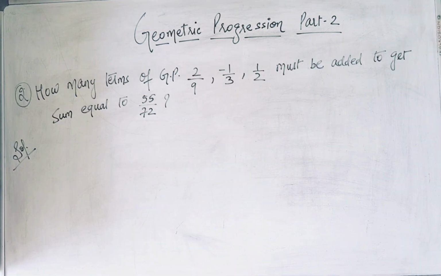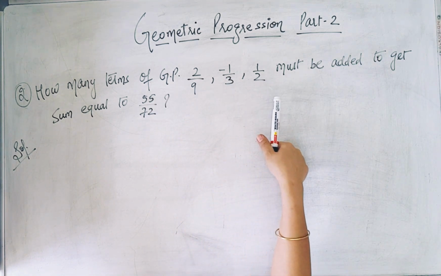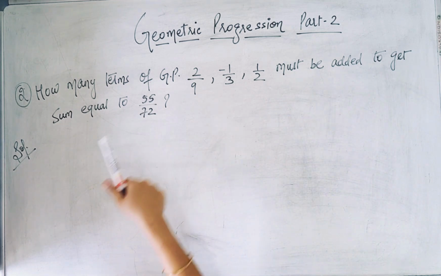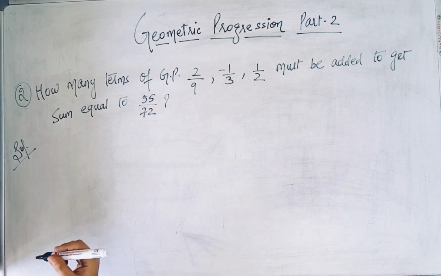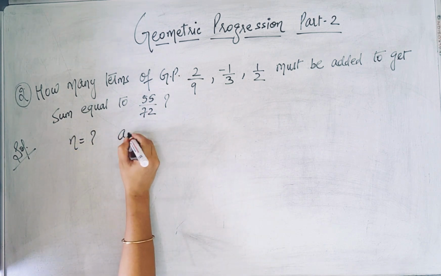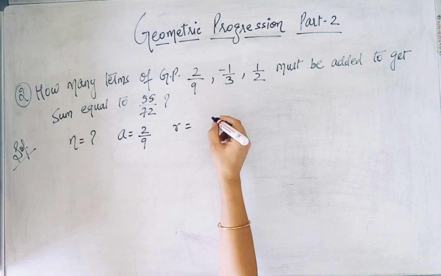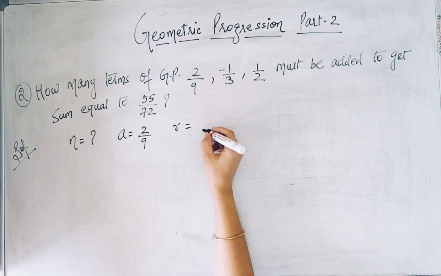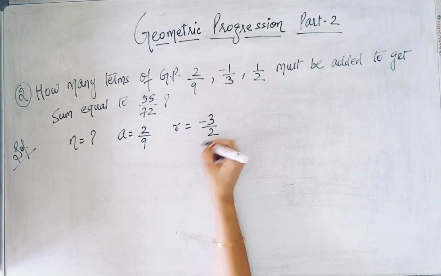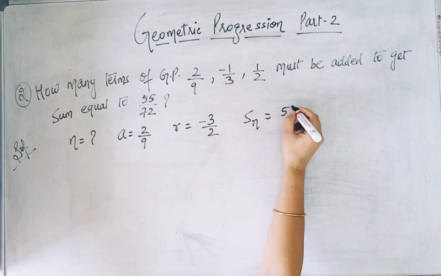So now the question is, how many terms of the GP 2 by 9, minus 1 by 3, 1 by 2 must be added to get a sum equal to 55 by 72? That means they are asking for n. A is 2 by 9. R, the common ratio, is second term upon first term, or we can write third term upon second term. So it will come to be minus 3 by 2, and the sum is given, that is Sn, that is 55 by 72.